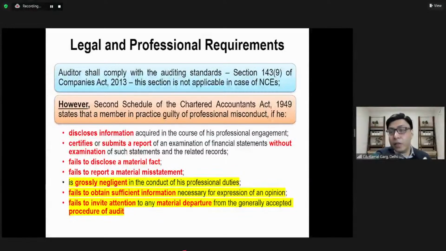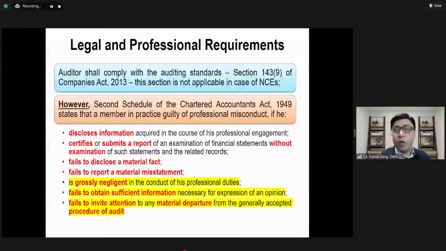So if you are not complying with, say for instance, SA 230 on documentation, or if you are not maintaining documentation, then you are grossly negligent. You can be guilty of professional misconduct. Second, if he fails to obtain sufficient information necessary for expression of opinion, whatever information you have to obtain, that also needs to be documented. Otherwise, you will be guilty. And lastly, if he fails to invite attention to any material departure from the generally accepted procedure of audit. Generally accepted procedure of audit is nothing but all the engagement and quality control standards in relation to audit, like SAs.